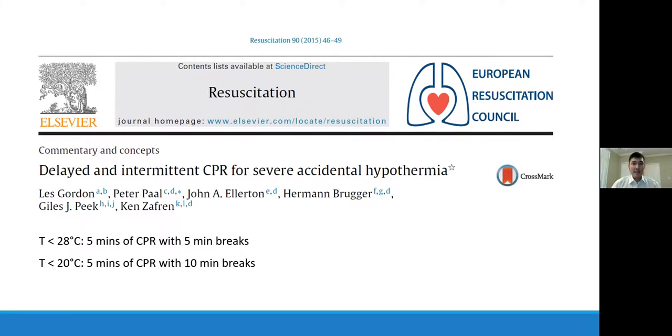And these recommendations are based on case reports of hypothermic patients in cardiac arrest receiving delayed or intermittent CPR and still surviving with good neurologic outcomes. And also data from surgery where they use deep hypothermic circulatory arrest in order to protect cerebral function during surgeries like aortic arch surgery when cardiopulmonary bypass is not an option.